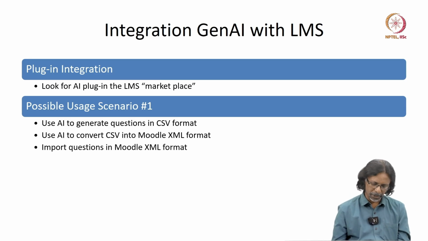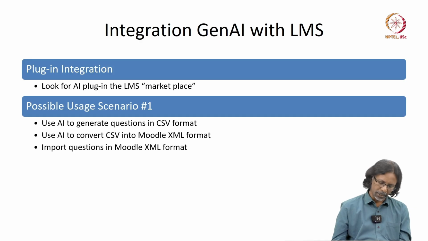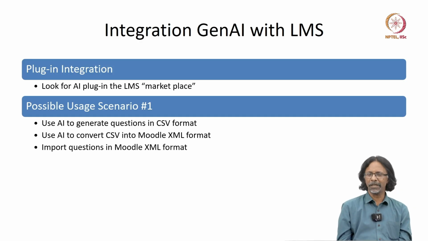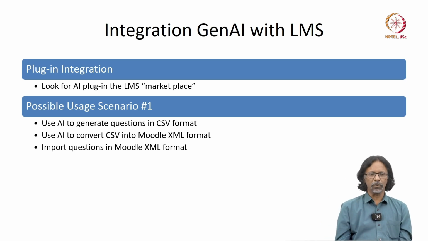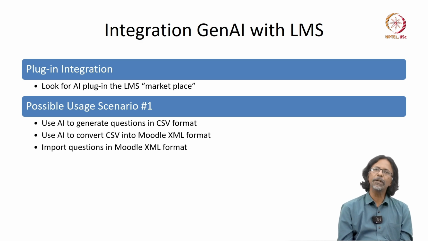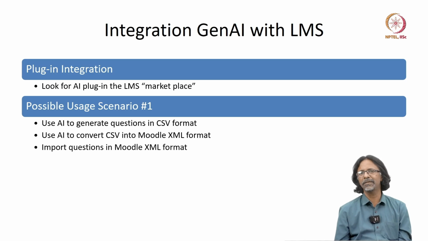In the prompt you can include how many questions need to be generated. So you can say, generate 10 questions on which topic. You can say on this specific topic of, say, Karnaugh maps in digital design. And you can say in which format you want the questions to be. You say that you want the questions in a CSV format. Once you give that particular prompt, it will give you a CSV file.